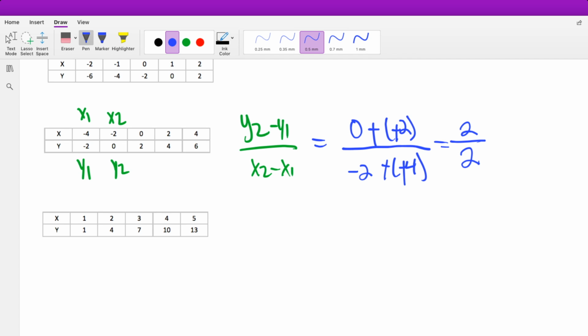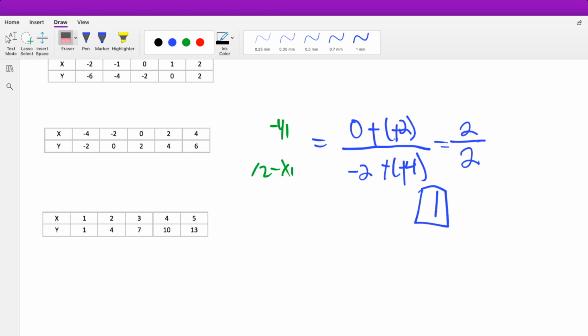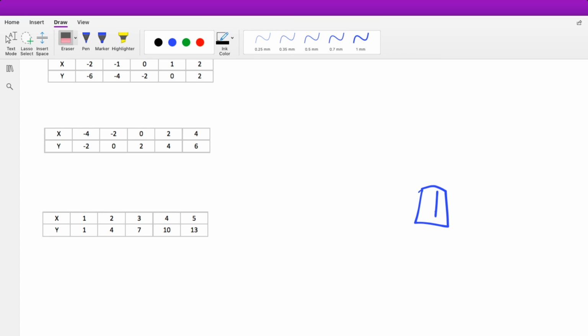And 2 over 2 is the same thing as 1. So we know our slope is just going to be 1. Now, like I said, you don't have to do it this way. It's just a different way of doing it. You could also do the counting method that we did in the previous example. Let's see how we would do that.